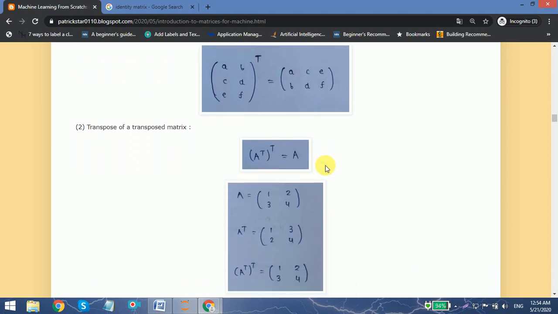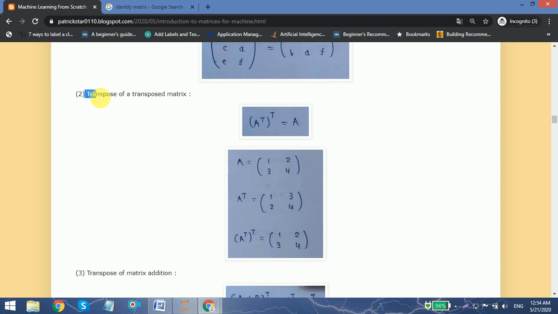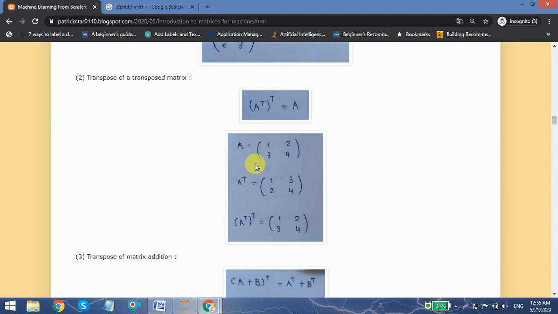Okay, so moving forward, now this is an interesting operation on a matrix, the transpose of a transposed matrix. If we take the transpose of the matrix and again take the transpose of the matrix, then it is going to return us our original matrix. Okay, let's take an example. So here our matrix is 1 2 3 4. So our transpose matrix must be, the first column will be 1 2 and the second column will be 3 4. And if we take the transpose of it again, then the first row will be converted to first column, that is 1 3, and second row will be converted to second column, that is 2 4. So you can see that the transpose of the transposed matrix is going to be equal to the original matrix.